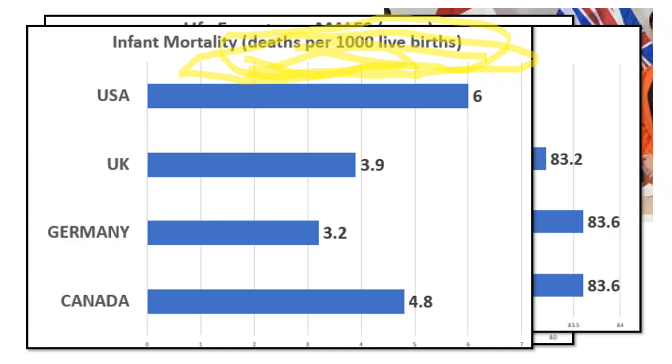So here we have the infant mortality rate, deaths per 1,000 live births, and you can see that Canada is higher than it should be, at about 5 deaths per 1,000 live births. The United States is even higher. Germany and the UK could be better. Germany's better than the UK, but I would say Canada and the United States have work to do to improve our healthcare systems in order to lower the amount of infant mortality.